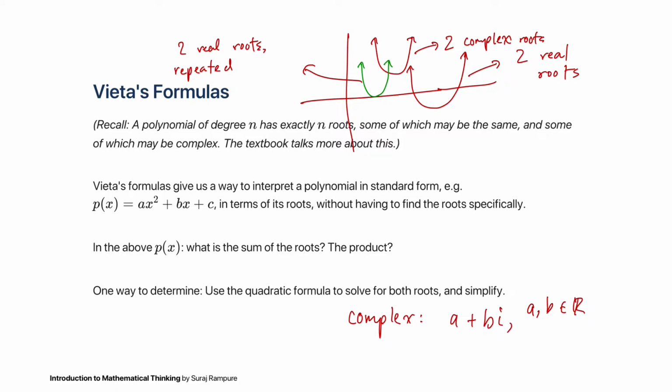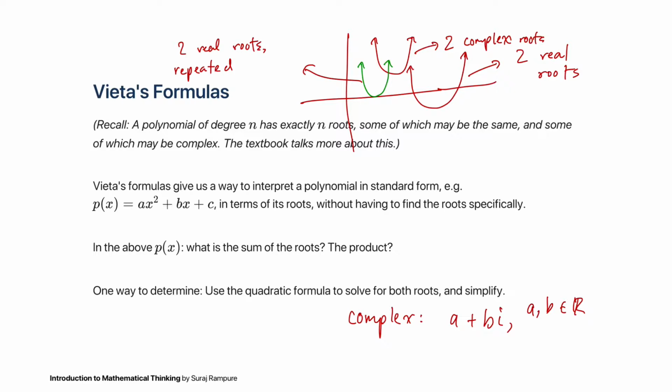Okay. Anyways, so what Vieta's formulas do is they give us a way to interpret a polynomial in standard form. So for example, with a degree 2 polynomial, p of x is ax squared plus bx plus c, in terms of its roots, without having to find the roots specifically. Okay? So the questions that we can answer are things of the form, what is the sum of the roots of p of x? And what's the product of the roots of p of x?